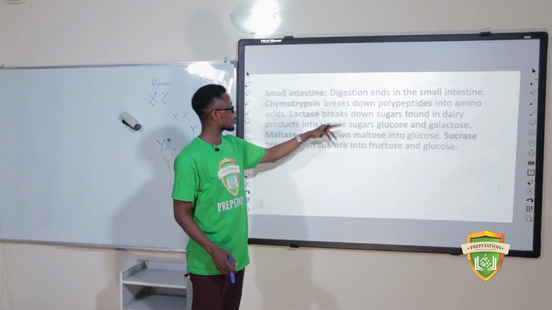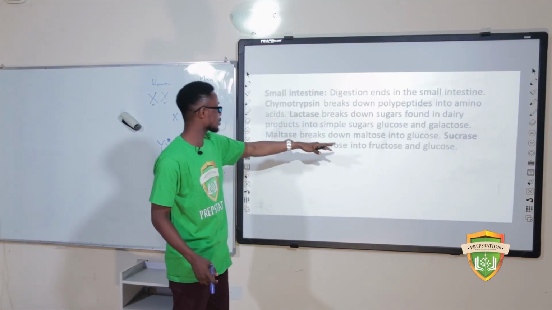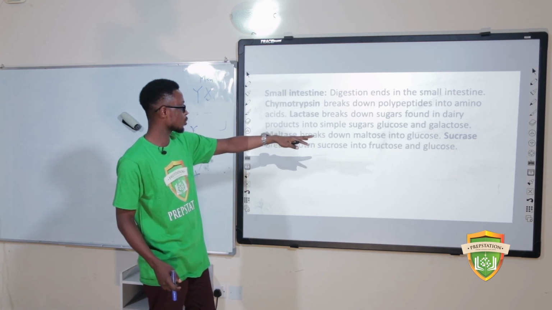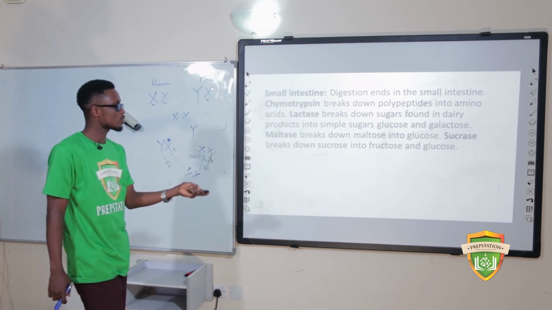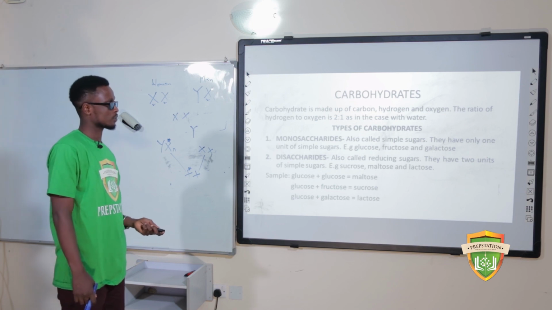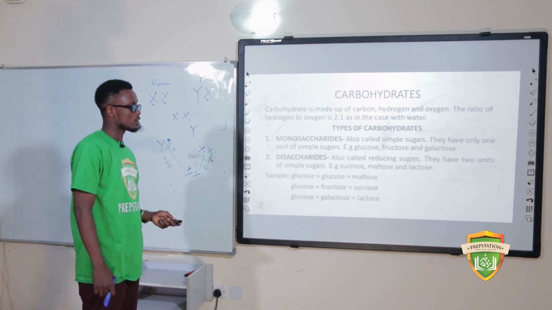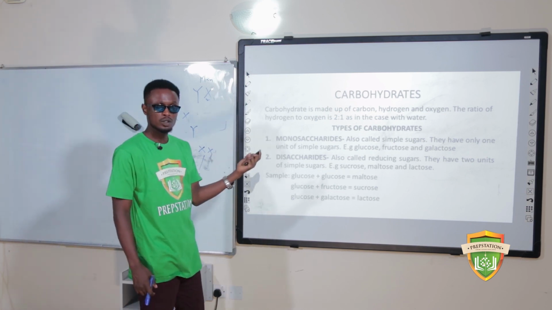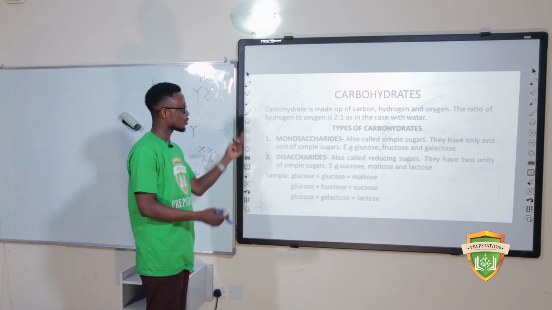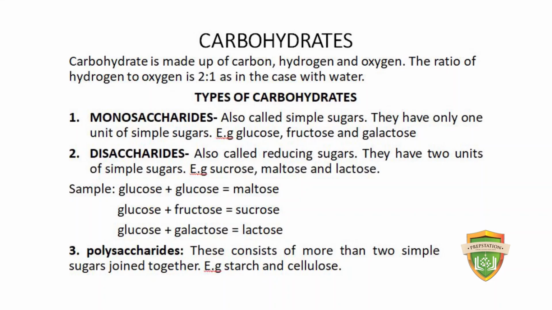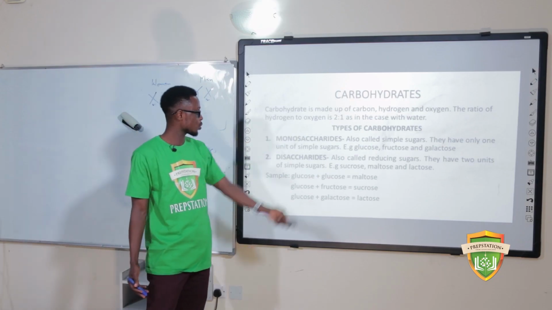Now from here, we talked of glucose, galactose, fructose. Those are types of what? Carbohydrates. Now, you have to understand carbohydrates so that you understand the end product. They say carbohydrate is made up of carbon, hydrogen, and oxygen. The ratio of hydrogen to oxygen is 2:1, as in the case of water. Water is H2O. That's 2:1.